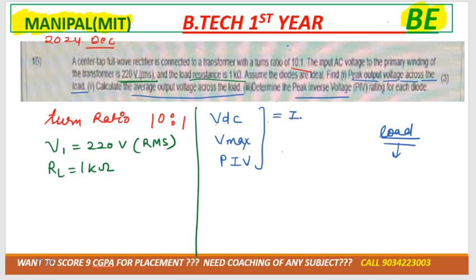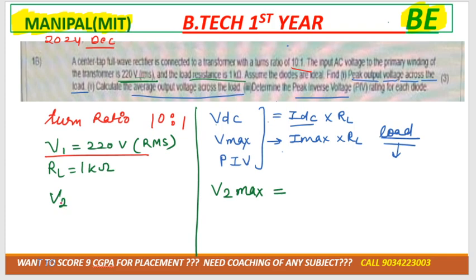तो लोड के अक्रॉस के लिए तुम्हें क्या करना पड़ेगा? VDC must be equal to IDC into RL होगा ना. एंड अगेन VI max into RL. कैलकुलेट करो अब एक बार. So in this question V1 is given, right? We need to calculate V2. That would be 22, right? फॉर्मूला यूज कर लेंगे, 10 से डिवाइड कर दिया. So that is V2 RMS, correct?